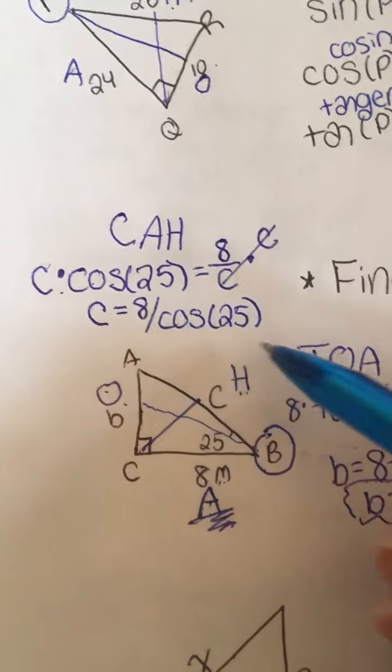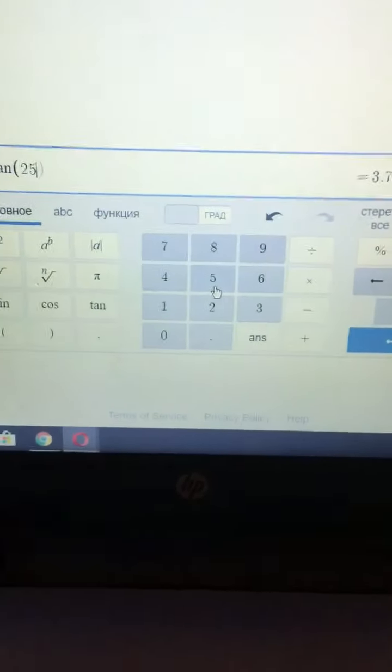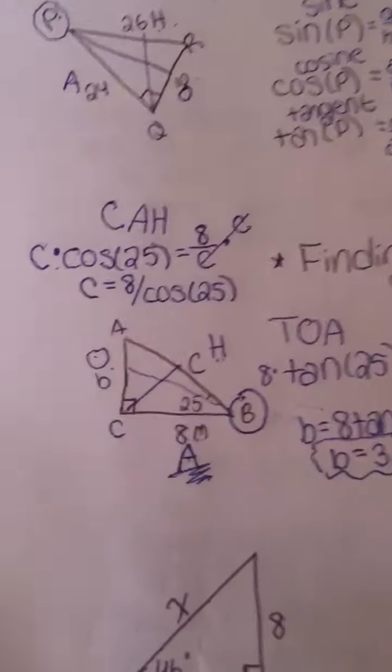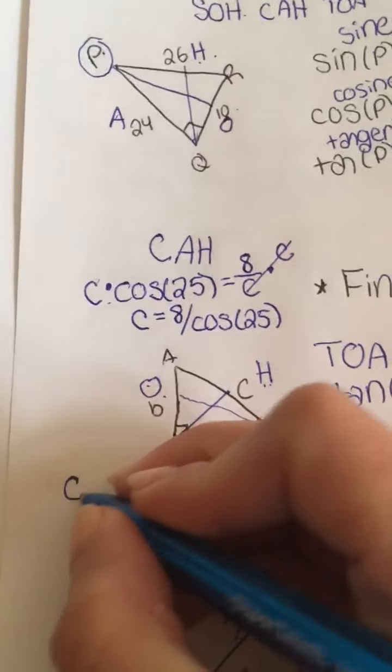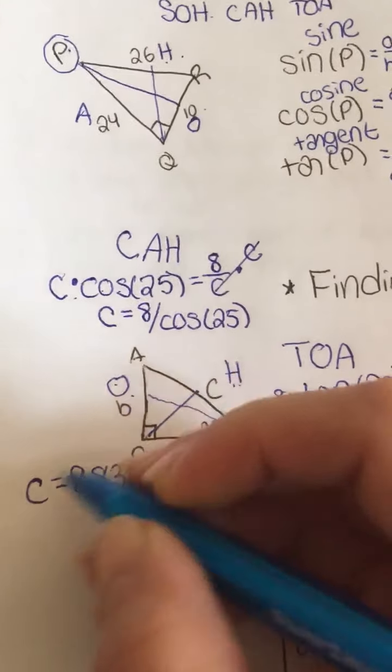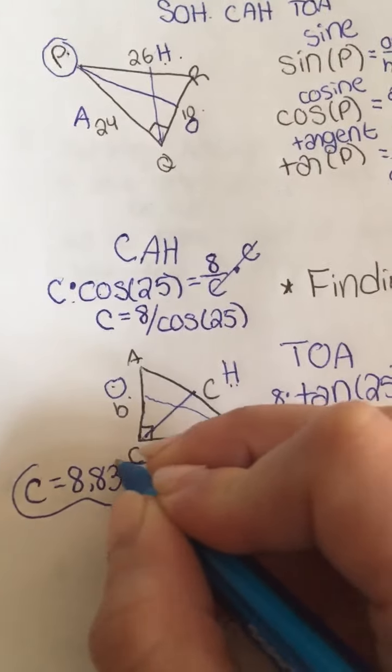Okay, and again, I'm just going to plug this in the calculator, 8 divided by cosine 25. Now we have 8 divided by, you can even just type it in on the keyboard, cosine 25. So our final answer for the hypotenuse is 8.83. And we are in meters, so C is 8.83 meters. Most of the problems that I'll give you, I'll just ask you to find one missing side.